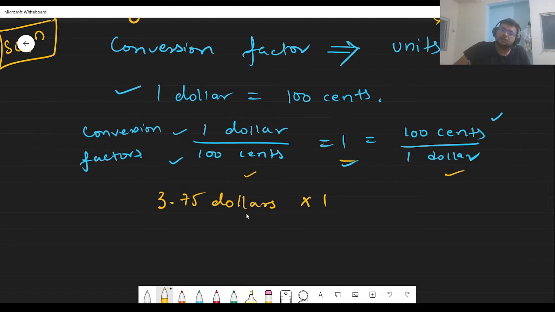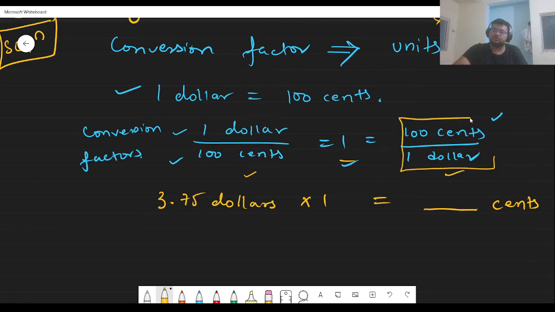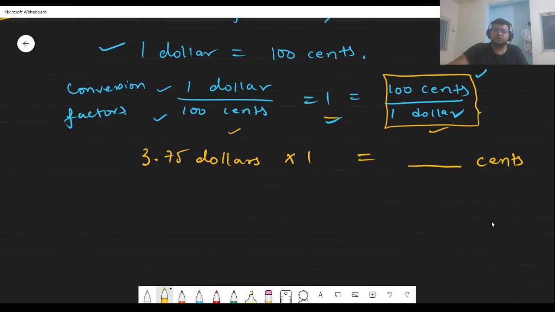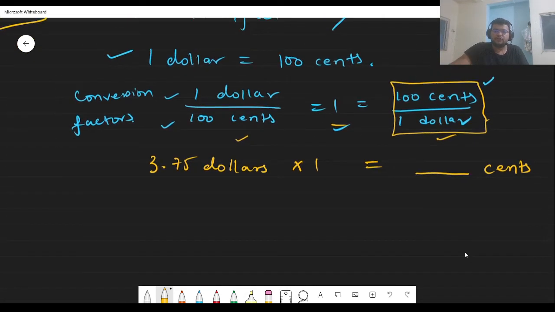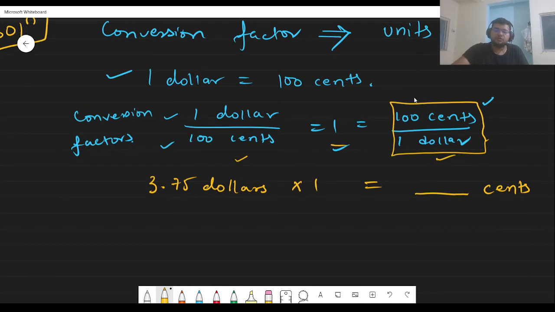See, here a dollar is mentioned, right? So we have to nullify this dollar and bring in cents. Our answer will be in cents, because we are converting dollars into cents. So we have to bring cents in the numerator, or upper region, and dollar in the denominator. That's why we will use this ratio. I hope you are able to get my point. So instead of 1, we will substitute this ratio.